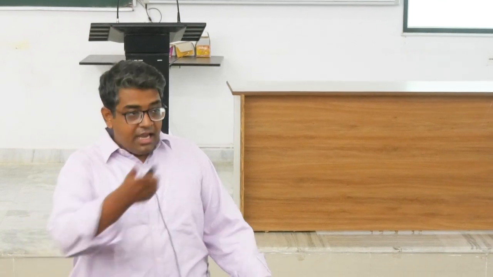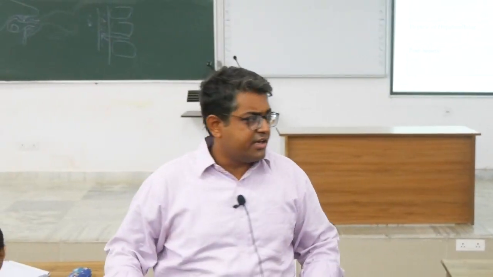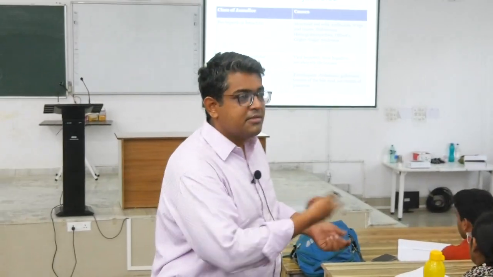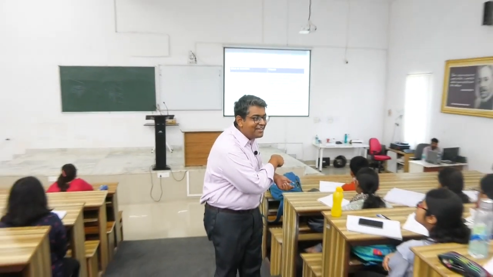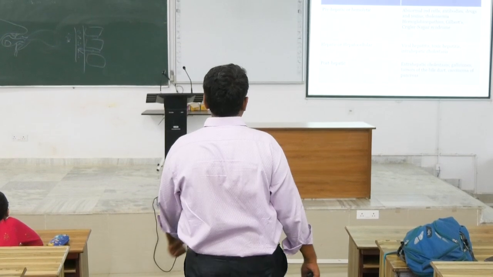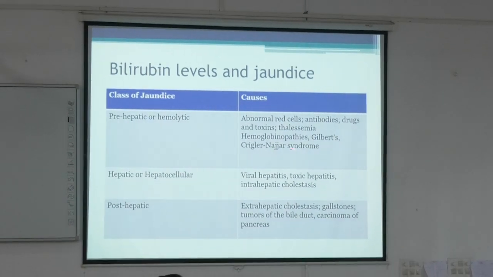Hereditary spherocytosis, hereditary elliptocytosis. There are n number of lists. Autoimmune hemolysis, antibiotic inflicted, genetics starting from thalassemia to sickle cell anemia, each and every one of them is prehepatic, hemolytic. Okay? And the most important here, what I actually need to teach you is Gilbert's syndrome.